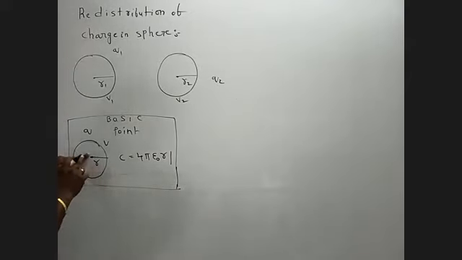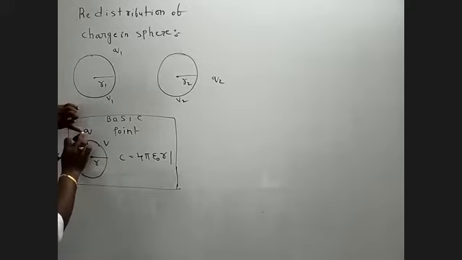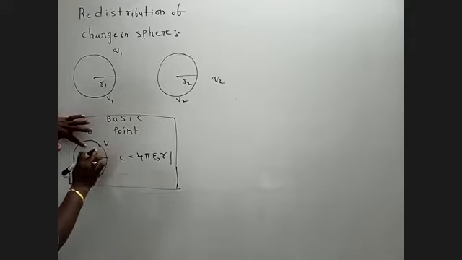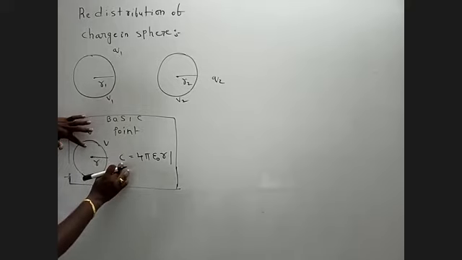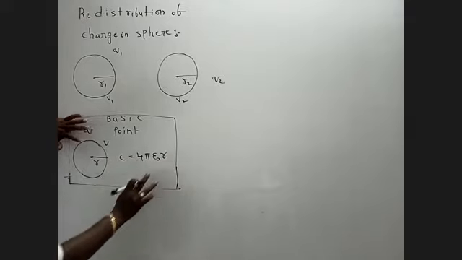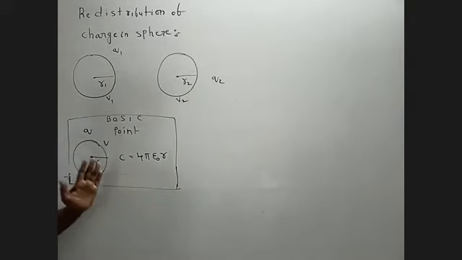This is an isolated capacitor. This sphere has radius R and charge Q. When charge is given to the sphere, its potential rises to V. We know very well that the isolated capacitance formula is C equal to 4 pi epsilon naught R. This is the isolated capacitance formula.